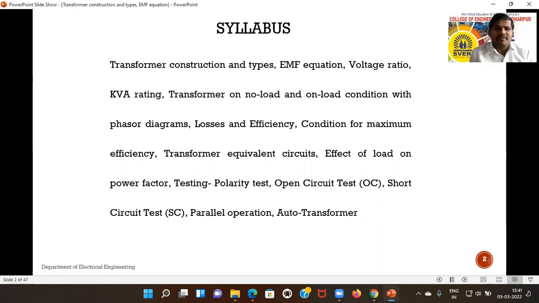The last point of this unit is the auto transformer. What is the auto transformer, what are the types of auto transformer, and one derivation related to auto transformer, that is saving of copper in case of auto transformer. These are the points we want to discuss in this unit, the single phase transformer.